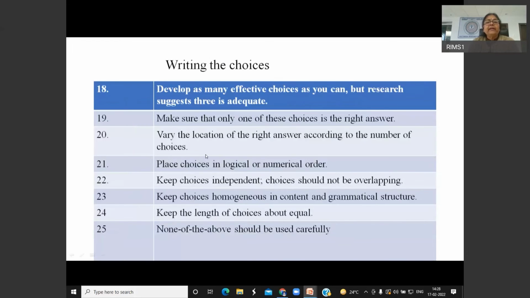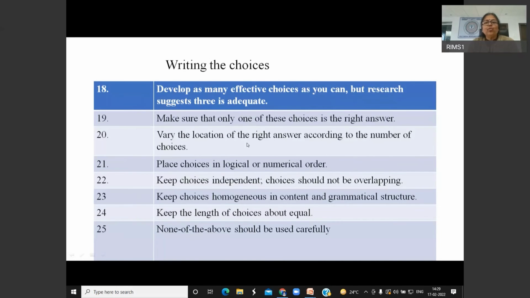Then develop as many effective choices as you can, but research suggests 3 is adequate. So he's saying, Haladyna et al. say that after review, it is enough to give only 3 options, though 4 or 5 may be given.